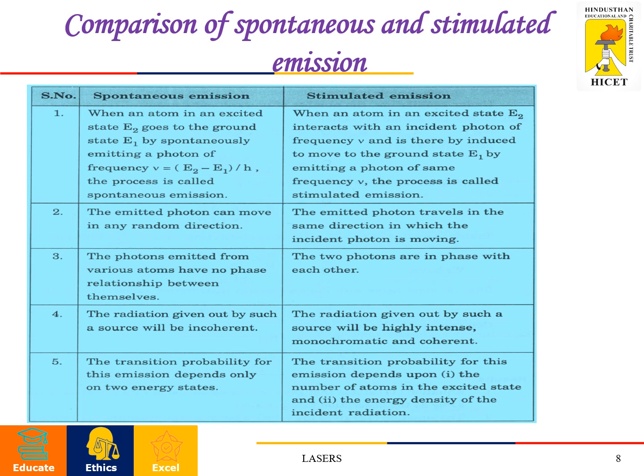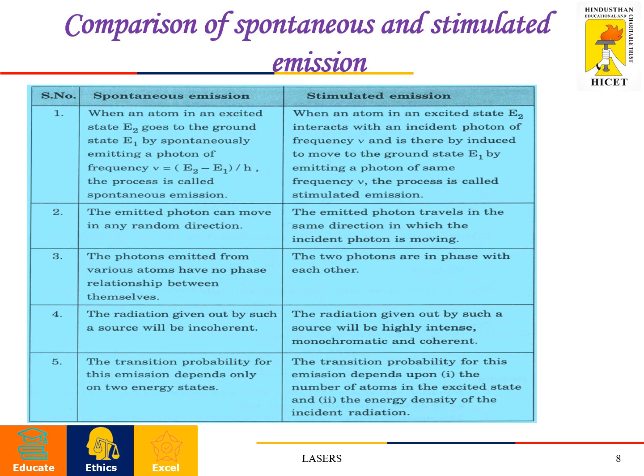Spontaneous emission: when an atom in the excited state E2 goes to the ground state E1 by spontaneously emitting a photon of frequency nu, which is equal to E2 minus E1 by h, this process is called spontaneous emission. When an atom in the excited state E2 interacts with an incident photon of frequency nu and is thereby induced to move to the ground state E1 by emitting a photon of the same frequency nu, the process is called stimulated emission.